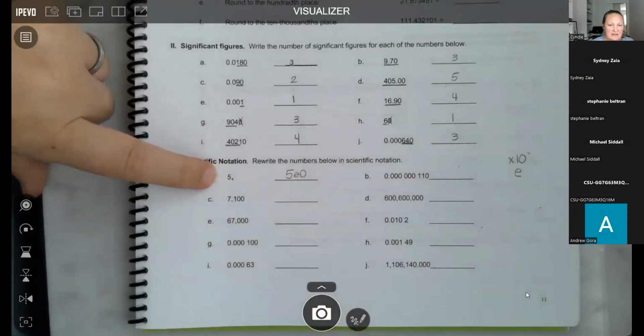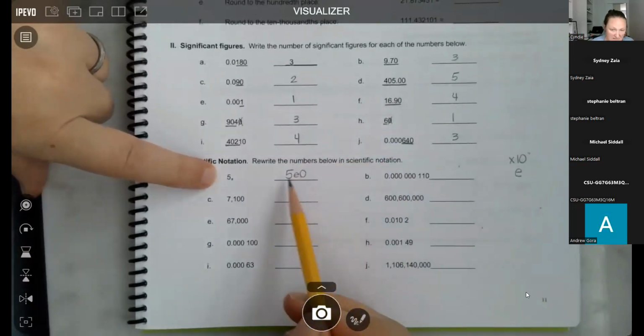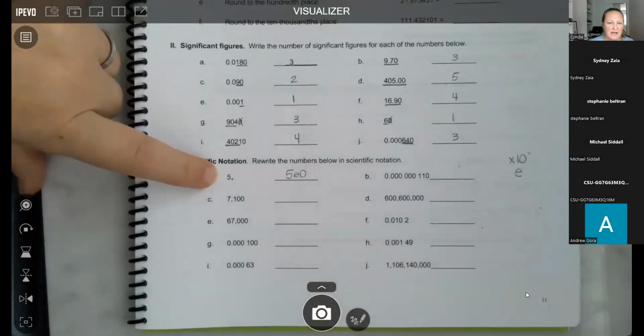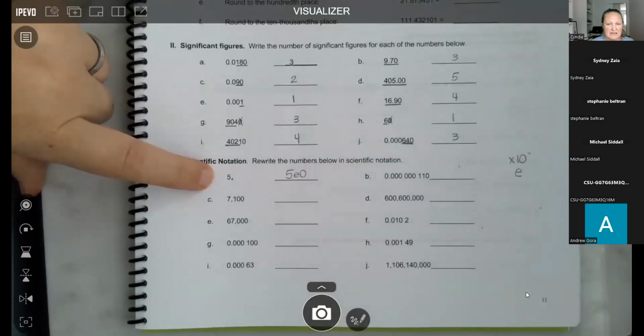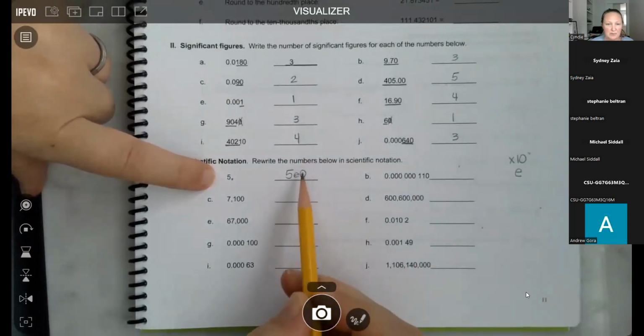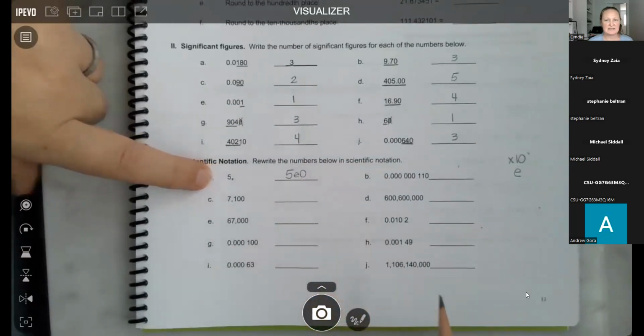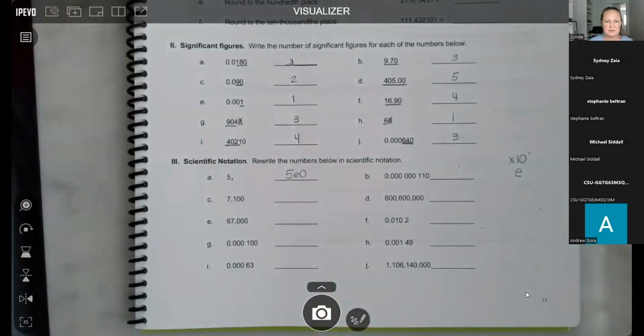Now notice that I didn't do any spaces. No capital E, nothing else besides 5, lowercase e, and 0. Also, don't put an O or a capital O here. Sometimes I get that as well. Make sure you're actually using a 0, because the computer knows the difference and you'll get marked wrong if you do that.